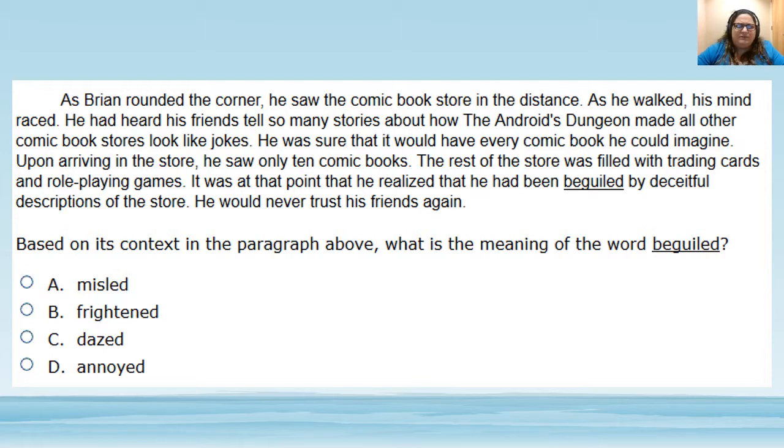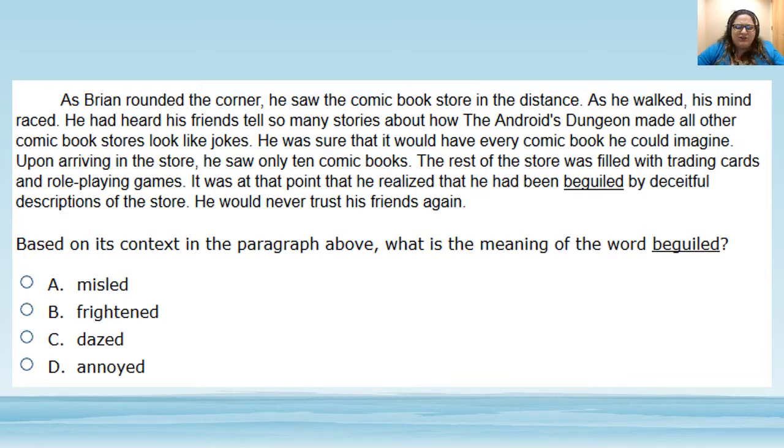Let's try another one. As Brian rounded the corner, he saw the comic book store in the distance. As he walked, his mind raced. He had heard his friends tell so many stories about how the android's dungeon made all other comic book stores look like jokes. He was sure that it would have every comic book he could imagine. Upon arriving in the store, he only saw 10 comic books. The rest of the store was filled with trading cards and role-playing games. It was at that point he realized that he had been beguiled by deceitful descriptions of the store. He would never trust his friends again.